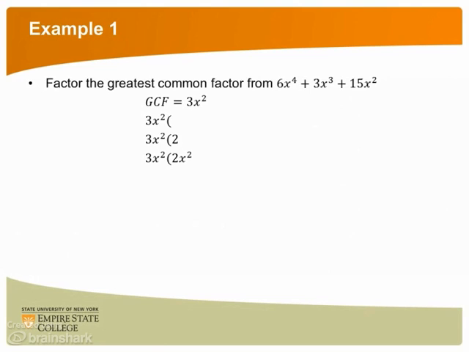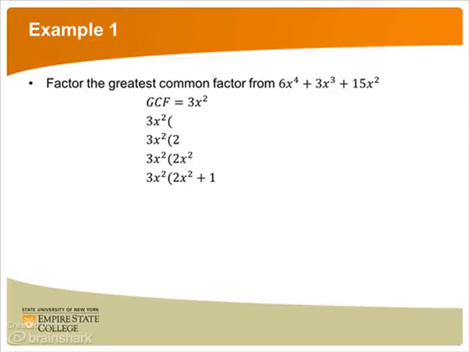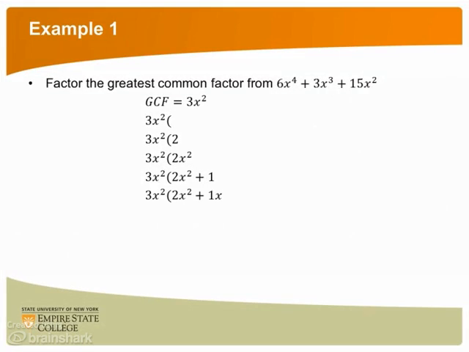Now we can move on to the next term. 3 divides into positive 3, positive 1 time, so we put a plus 1. We had x to the third, but we divided out x squared. We are just left with a plain x, which is the same as x to the first power.